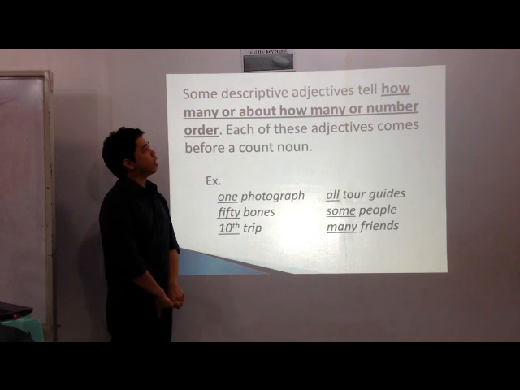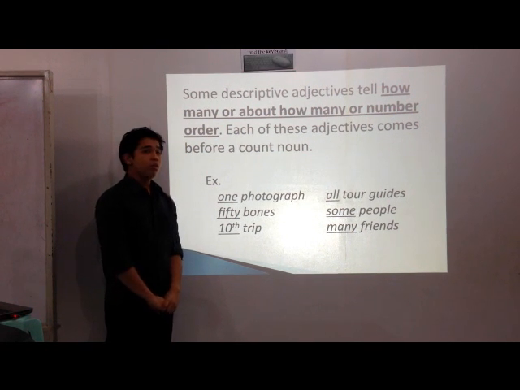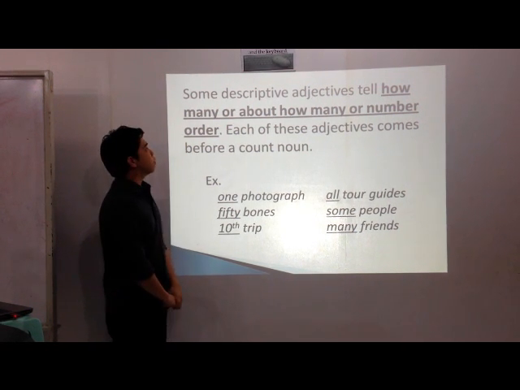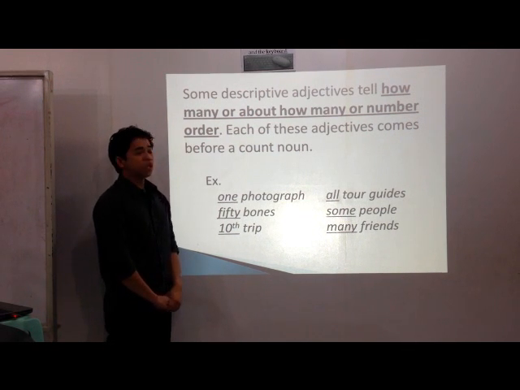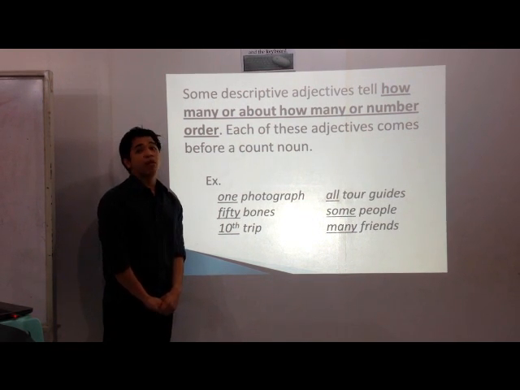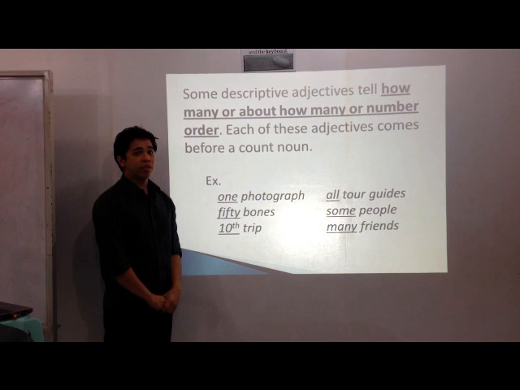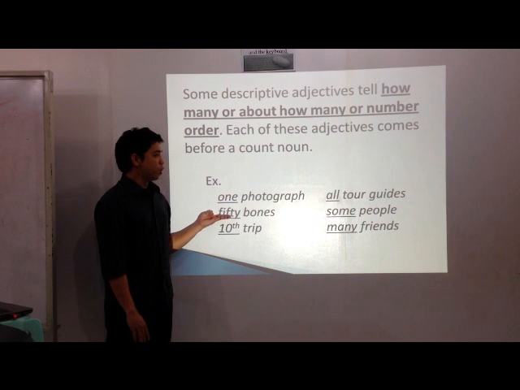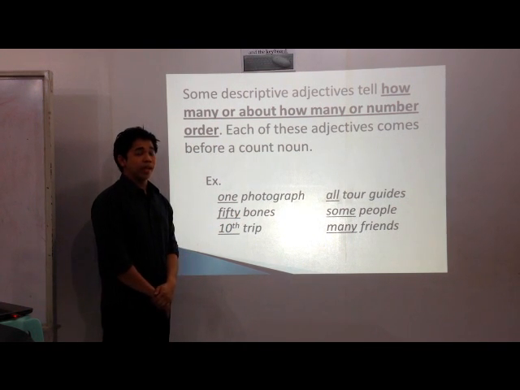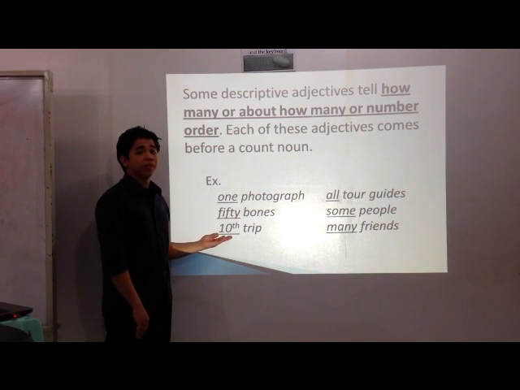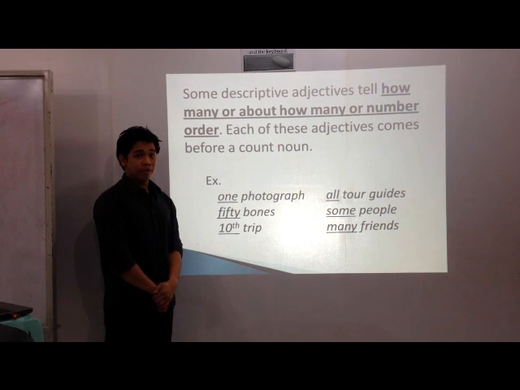Okay, next on the list are the adjectives that tell how many, or about how many, or sometimes number order. Now each of these adjectives comes before a count noun. Here are some examples: 1 photograph, 50 bones, 10th trip, all tour guides, some people, and many friends. Now as you can see, the underlined words are your adjectives because they tell how many or about how many or sometimes number order, like for this example, 10th. I hope everything's clear so far.